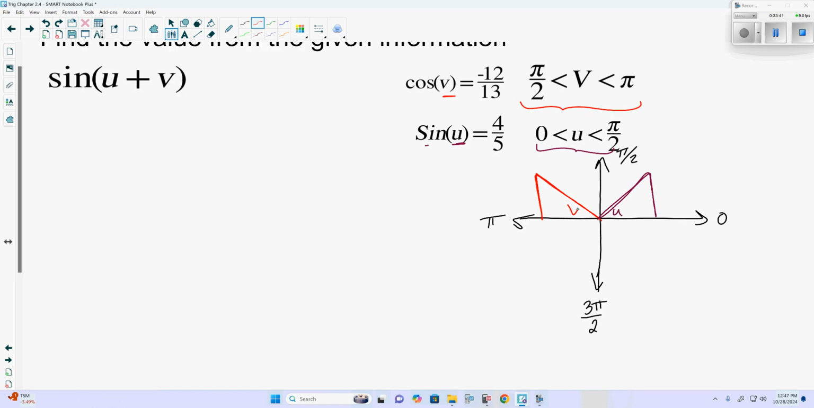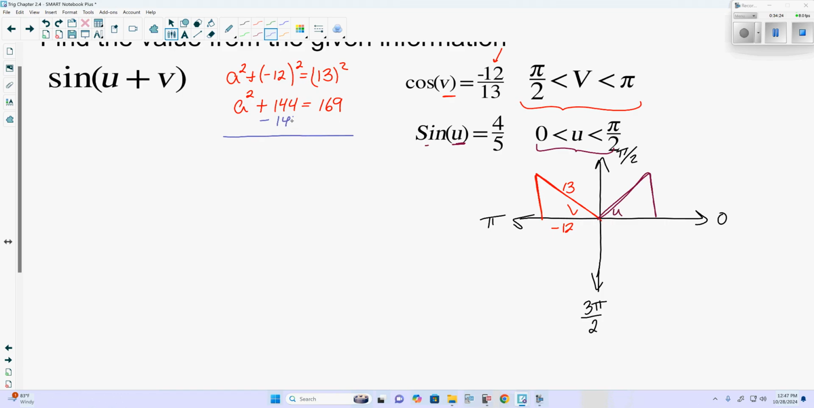Now, cosine of V is negative 12/13, adjacent over the hypotenuse. To find the missing side, we're just going to use the Pythagorean theorem. A squared plus b squared is equal to, well, we don't have to use the 12/13. We can just use our sides of the triangle. Negative 12 squared is equal to 13 squared. Now, negative 12 squared is going to be 144. 13 squared is 169.